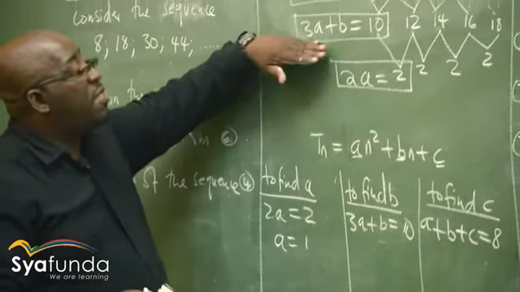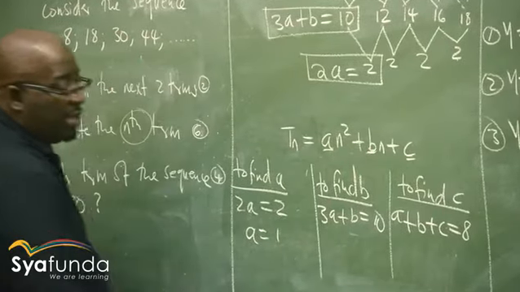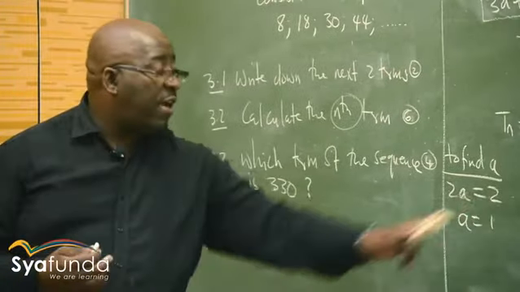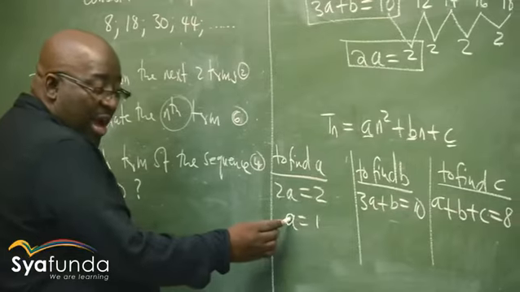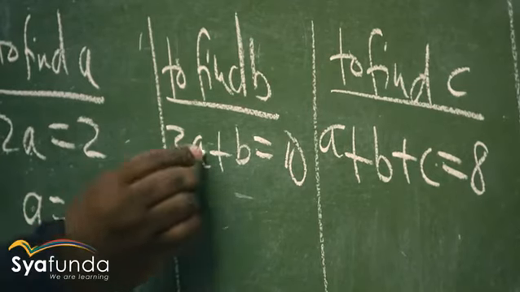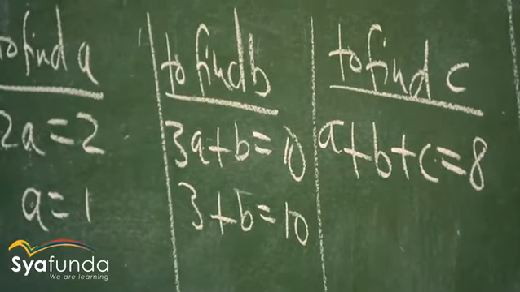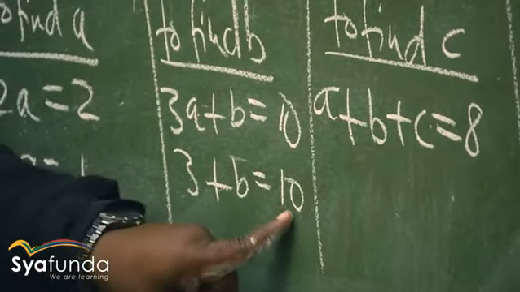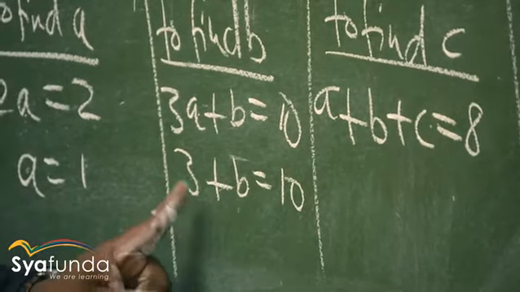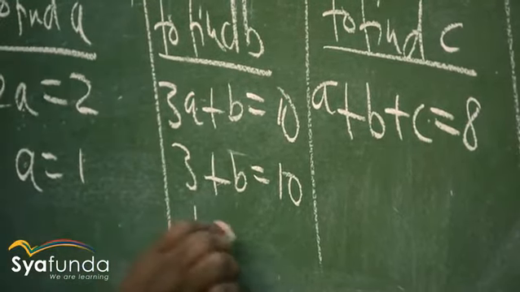Let me find B. To find B, I'm going to use 3A plus B is equal to the first difference there. We now know the value of A. What is our A? Our A is 1. So this is the same as 3 times 1, which is 3, plus B is equal to 10. 3 plus a certain number is equal to 10. To get from 3 to 10, we end up with 7. Hence, the value of B is equal to 7.